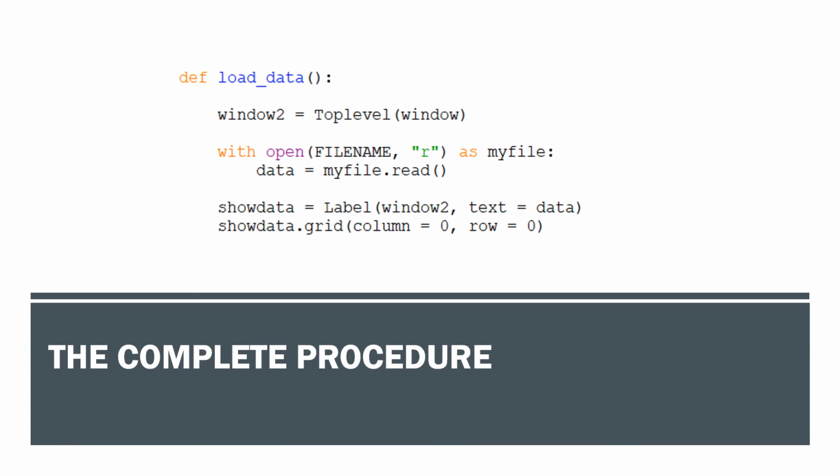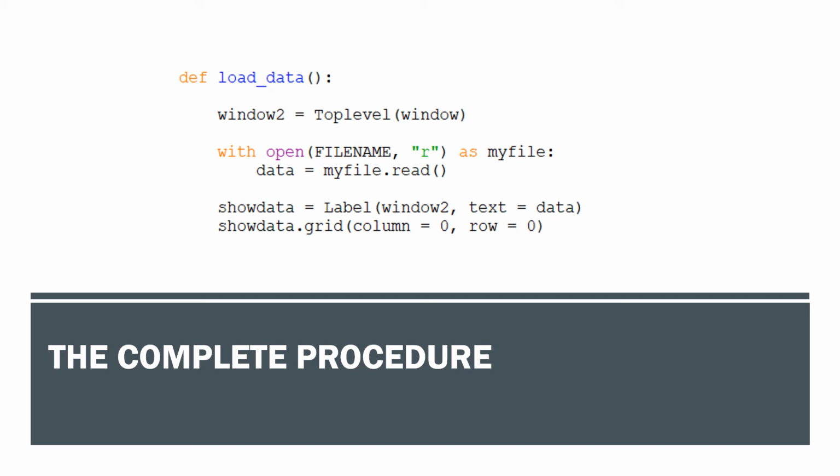So here's the completed procedure. It's called load data, and here are the 3 sections of the procedure to go back over it. I've opened a second window linked to the current window. I've opened my file and read the data to a text variable, which I've just called data. And then in the final 2 lines, I've created a label called show data. It's in window 2, and the text of the label is the variable data. Of course, use your variable name. And then I've positioned it in column 0, row 0 of the second window.